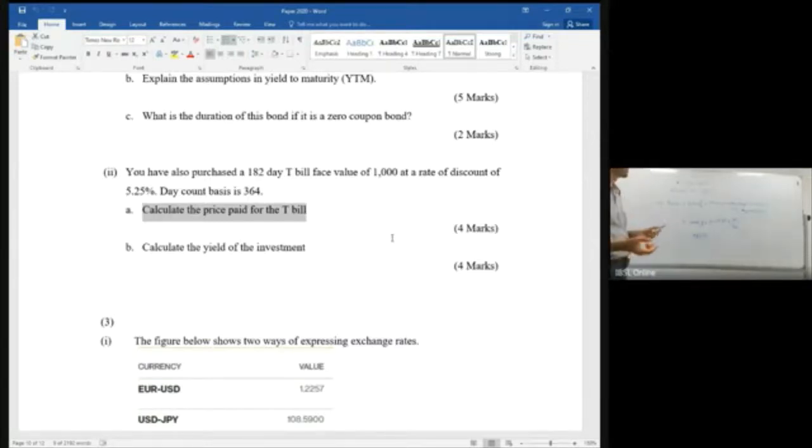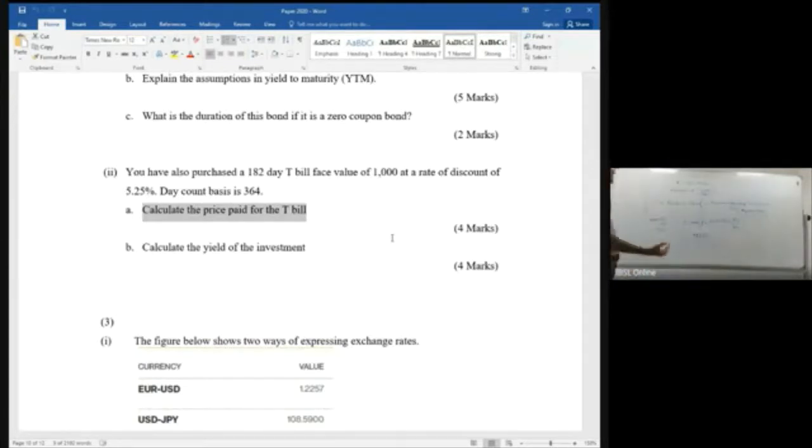Or else, if you cannot remember this, what you can do is calculate the discount. 5.25 is the discount rate for a one year period. So that is the discount for one year. You get 52.5.